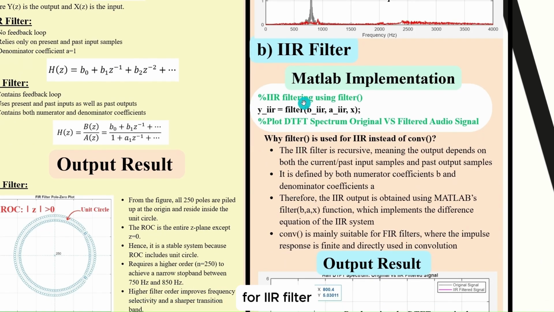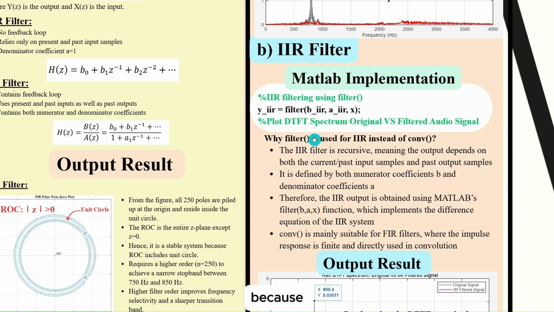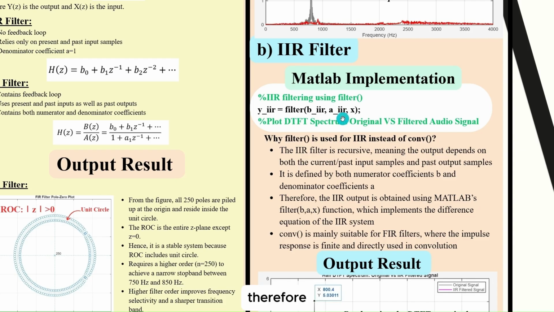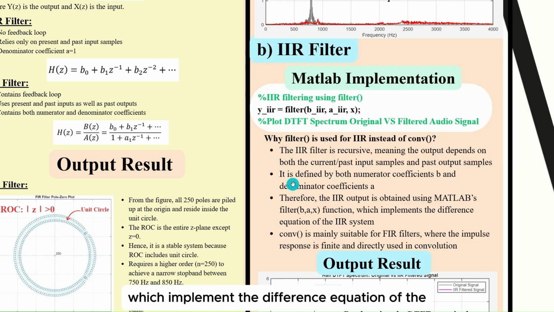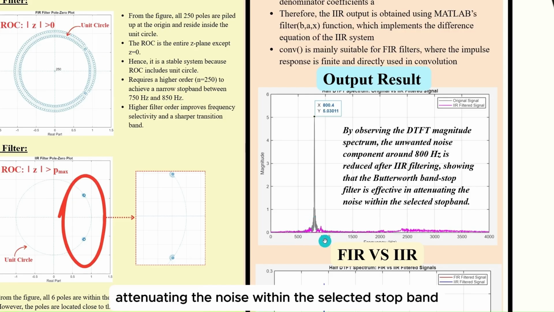For the IIR filter, we need to use the filter function instead of convolve because the IIR filter is defined by both numerator coefficients B and denominator coefficients A. Therefore, the IIR output is obtained by using the MATLAB filter(B,A,x) function, which implements the difference equation of the IIR filter. And by observing this magnitude spectrum, the unwanted noise component around 800 Hz is reduced after IIR filtering, showing that the Butterworth bandstop filter is effective in attenuating the noise within the selected stopband.